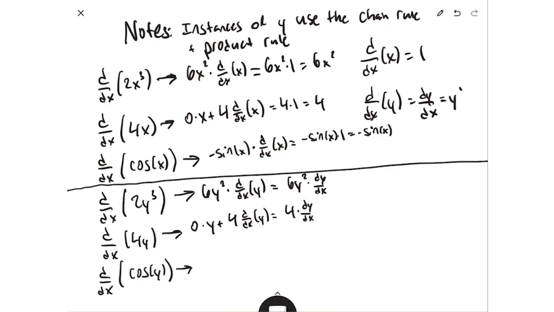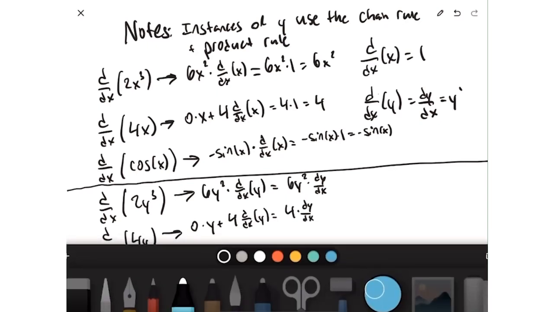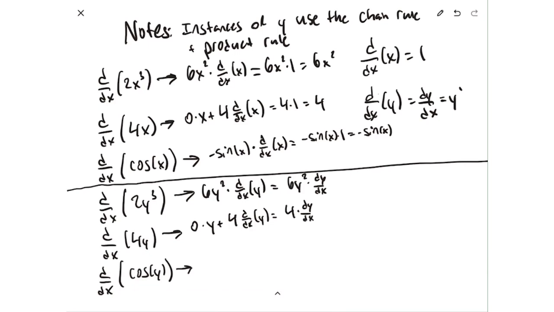Now, our last example is going to be the chain rule again. So we have negative sine of y times the derivative of the inside, d/dx of y, equal to negative sine of y times dy/dx.